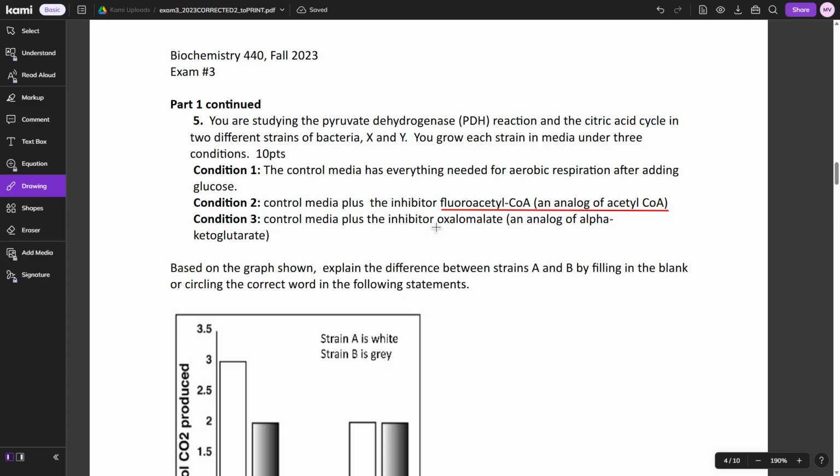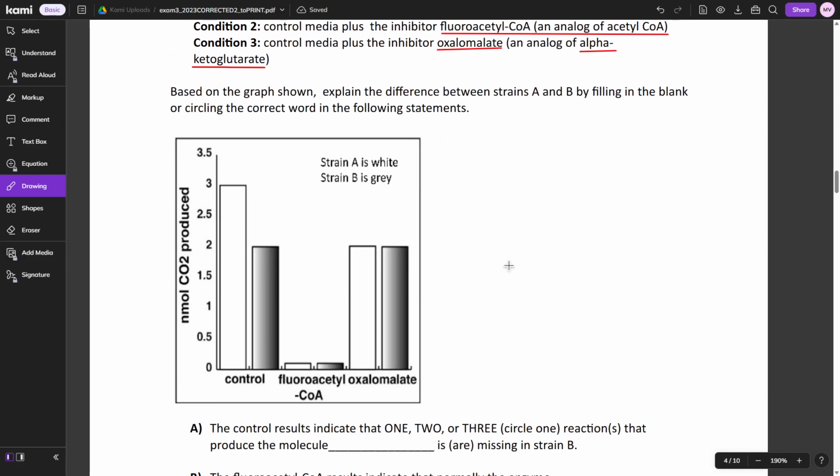And then in control media 3, we have oxalomalate, which is an analog of alpha-ketoglutarate. So the same thing here, where this is going to inhibit alpha-ketoglutarate dehydrogenase. If it says it's an inhibitor, that's an analog of the thing, then it's a competitive inhibitor, right? Because it has a very similar structure, and it's an inhibitor. So it has to be competitive in that case, most likely.